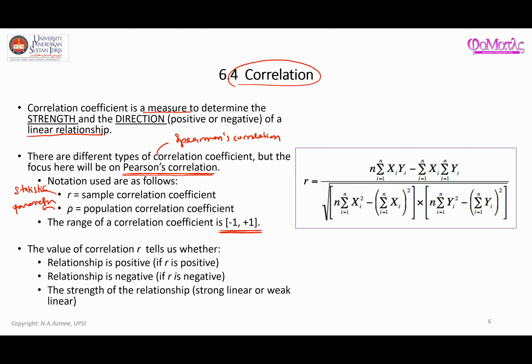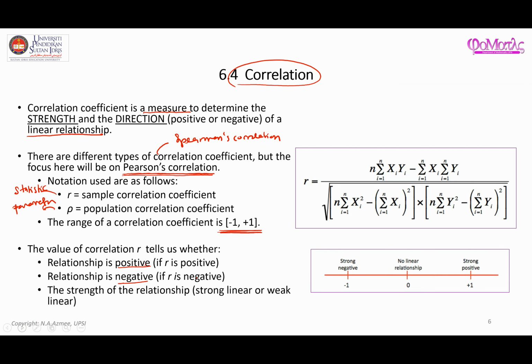Okay, now the value of correlation R will tell you whether the relationship is positive or whether the relationship is negative. That depends on whether you get a positive sign or a negative sign, and the strength of the relationship, whether it is strong linear or weak linear. So basically, if you get a value around 0 or close to 0, that means no linear relationship. If you get close to -1, that means it is a strong negative, and values close to +1 mean it is a strong positive relationship. So here we've got strong linear, somewhere here will be weak linear, and close to 0 is going to be no linear relationship.